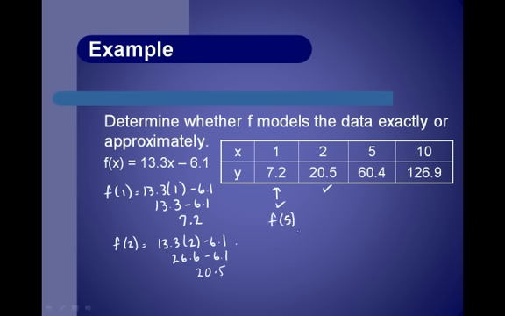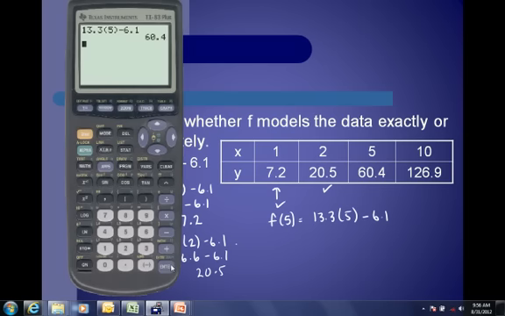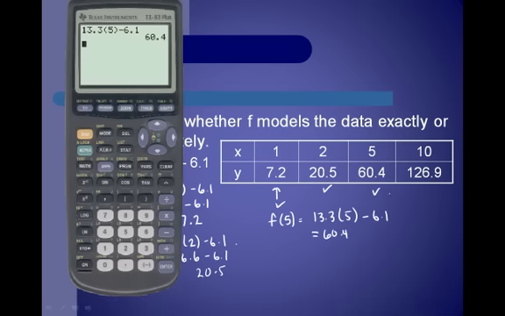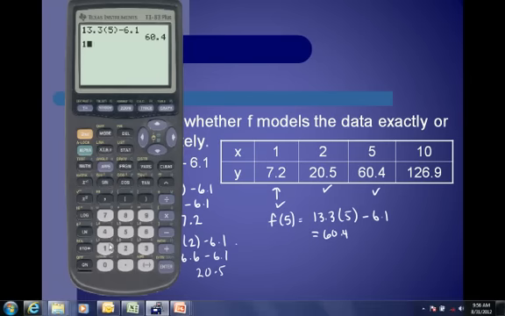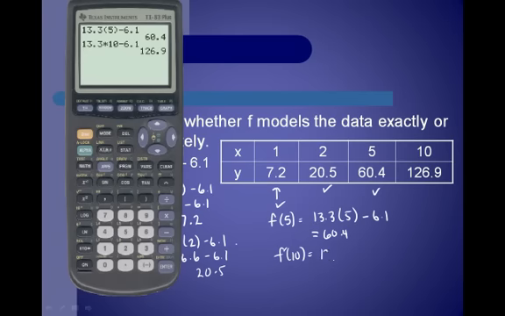Now let's do the third one. f of 5 is 13.3 times 5 minus 6.1. Well, we might need a calculator for that one, which gives us 60.4. So far so good. And then the last one, we're plugging in x is 10. So we get 13.3 times 10 minus 6.1, which gives us 126.9. So again, f of 10 is 126.9.